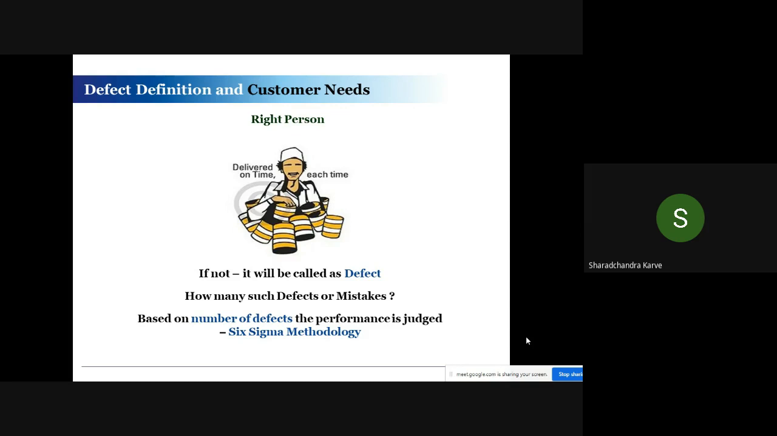Now how is this capability calculated? This capability is calculated based on the customer need, or the defect definition. So it is very important to write down a defect definition from the customer's point of view. Once that is established, anything not meeting the customer requirement is called a defect. Now, how many such defects are in your process or system, and you extrapolate that to 1 million opportunities, or 10 lakh opportunities. So how many defects per million opportunities? Based on that, you calculate a sigma level. Next slide, please, Himanshu.